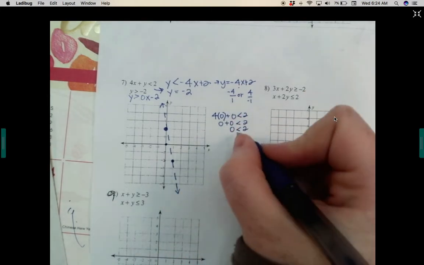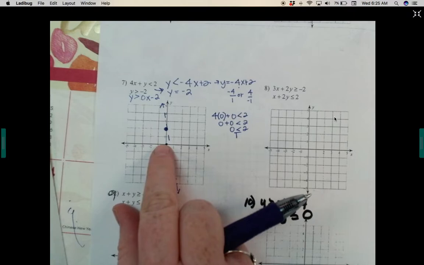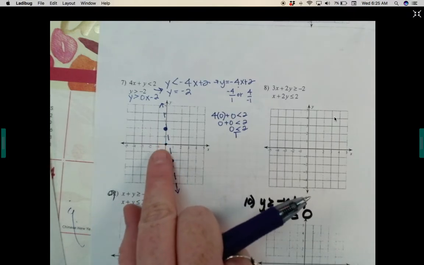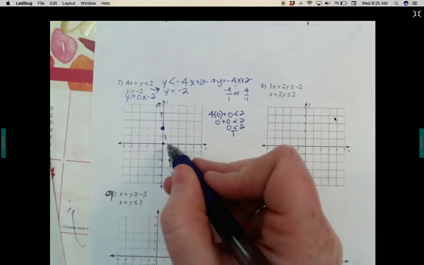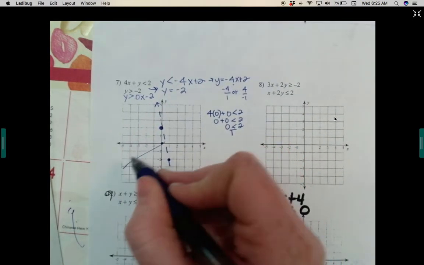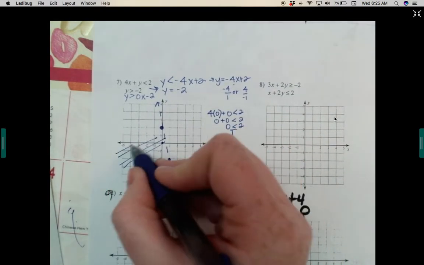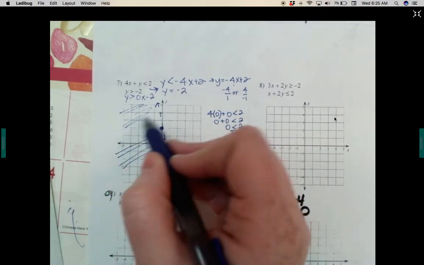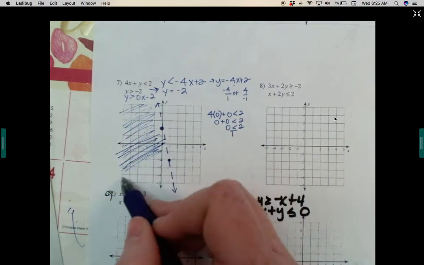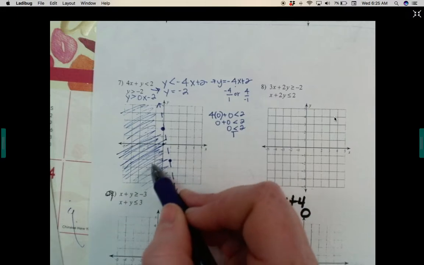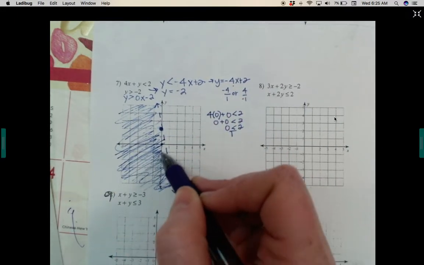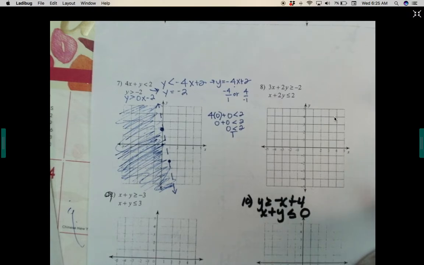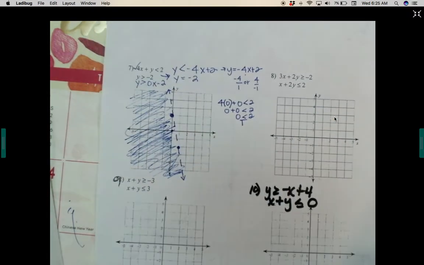So since it's true, I'm going to head toward that point that I'm testing. I like to plot that point just so I can remember which direction. So I know I'm going this way. And since I have different colors, I could just do this. If you don't have different colors, remember to use a different type of shading. Okay, so first one done. I'm going to check mark it so I know.